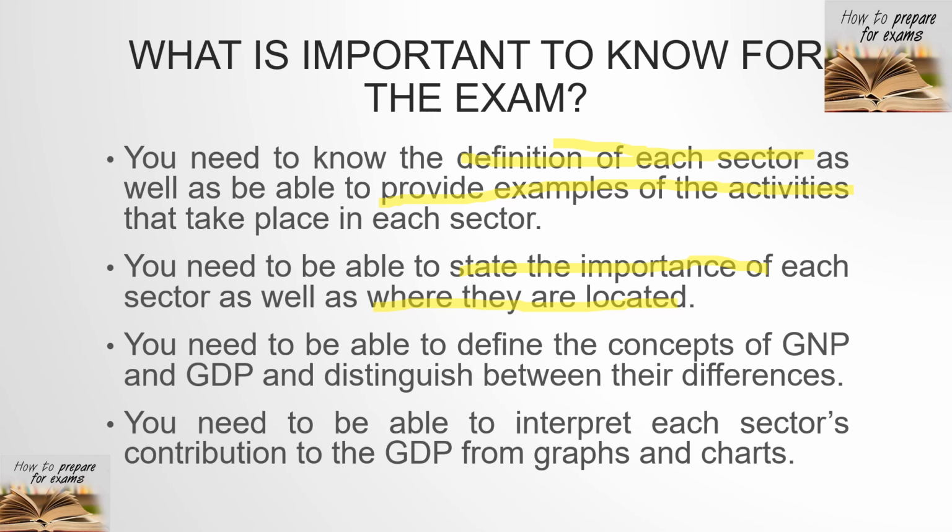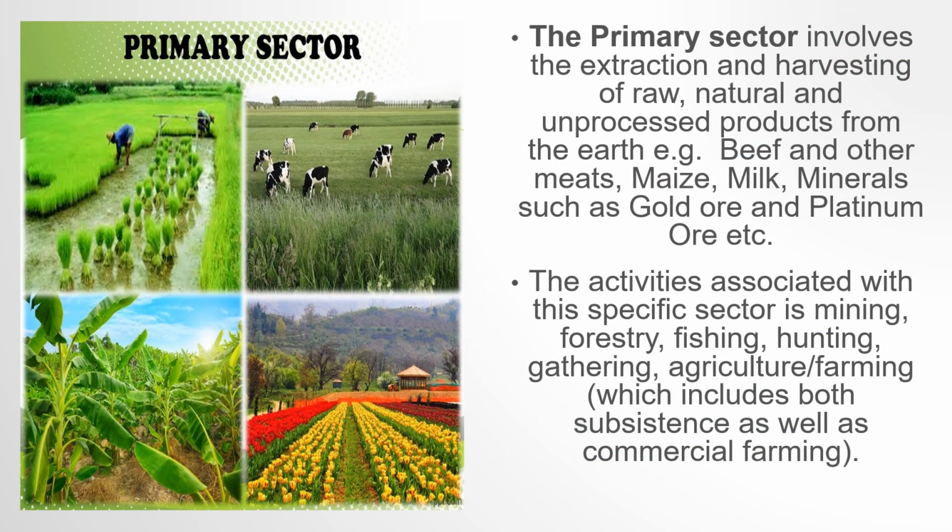Then you also need to be able to define the GNP as well as the GDP and distinguish the differences between them as well. And you also need to be able to interpret each sector's contribution to the GDP from graphs and charts. So these are the things you need to bear in mind as you're now going into the exam. These are the things that you need to be able to do when it comes to the structure of the economy. So let's have a look at that.